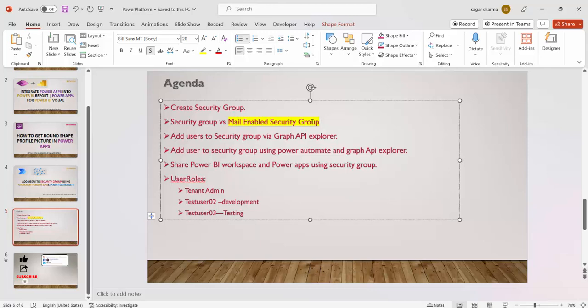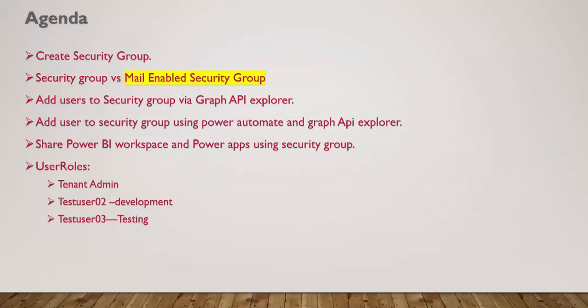So if there is any requirement in your project that you want to add users to a security group automatically, I would say choose security group instead of mail enabled security group. And that I will show you in the demo as well, using Graph API. So now we are done with the first point, create security group. We have covered the second point as well, what is the difference between these two types. And now let's go to the third point, how we can add users using Graph API Explorer.